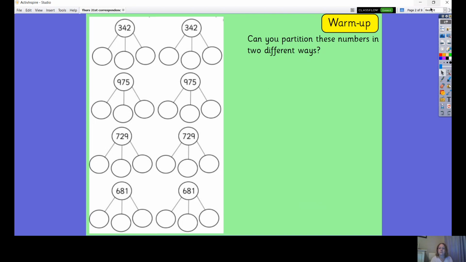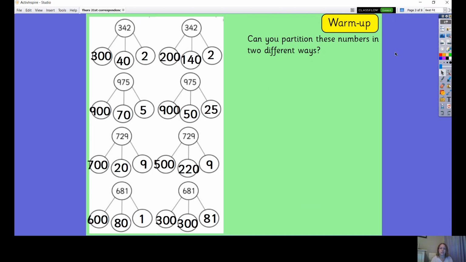Okay, so let me just flick my screen so that you can see some possible answers. Now, these aren't the answers, these are some possible answers. You may have different answers, and that's okay, as long as, like I said before, those three numbers add up to this number at the top. So the first one, 342. I've got 300 in this bubble, 40 in this one, and 2 in this one. I'll just put those together. That makes 342. And then on this one, I decided to do 200 and then 140 in that column and then 2 in that one. And that adds up to 342 as well.